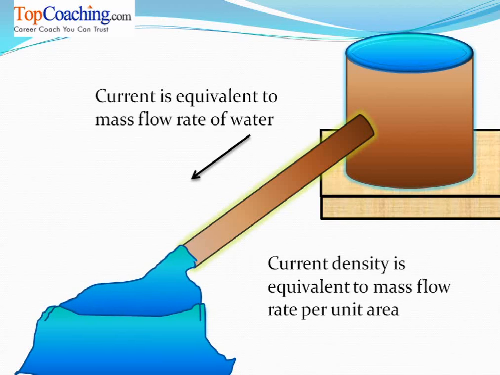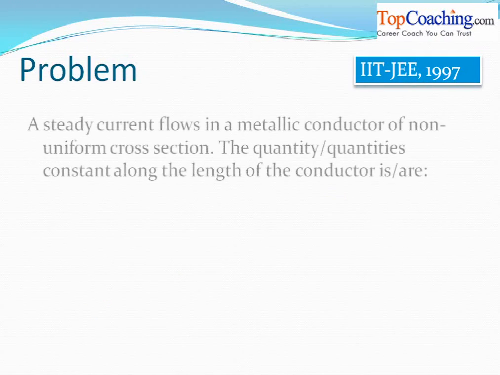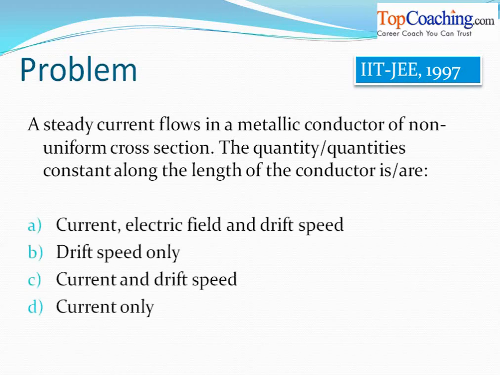Now, we've studied so many concepts related to current, current density, drift velocity, and so on. Let's now have a look at an IIT JEE problem to clear our concepts. Here we go. This problem was asked in IIT JEE 1997. A steady current flows in a metallic conductor of non-uniform cross-section. The quantity or quantities constant along the length of the conductor is or are: current, electric field and drift speed only; current and drift speed; current only.